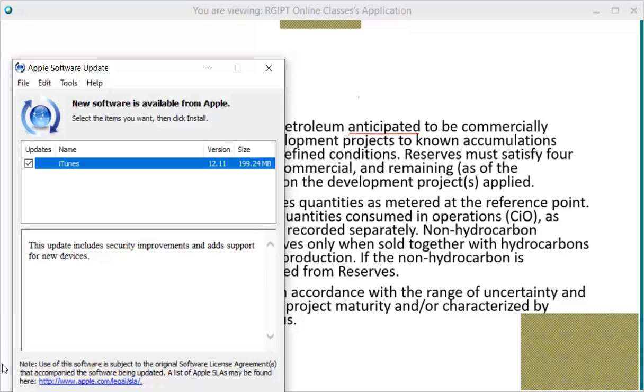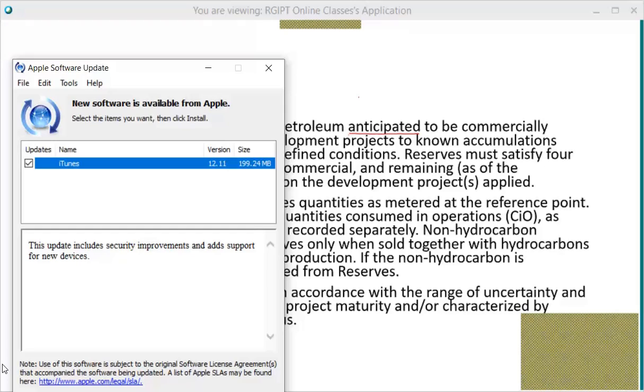Reserves are those quantities of petroleum anticipated to be commercially recoverable by application of development projects to known accumulations from a given date forward under defined conditions. Okay, देख रहे हो कितने अच्छे से इसको लिखा हुआ है, हाँ? Each and every word has meaning in this definition.